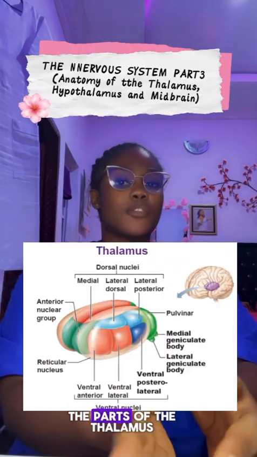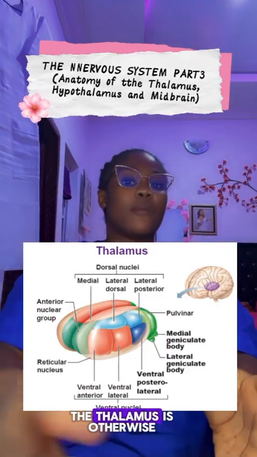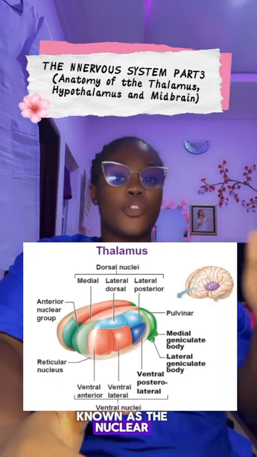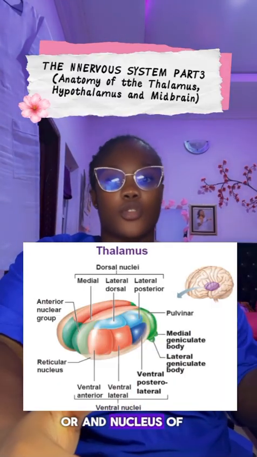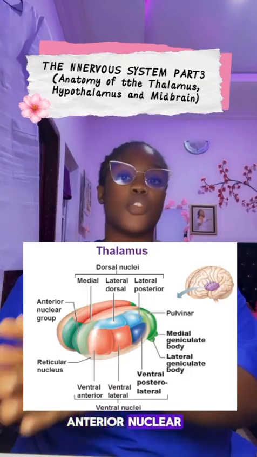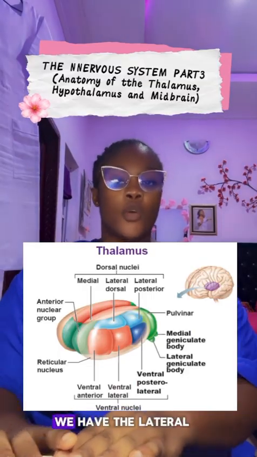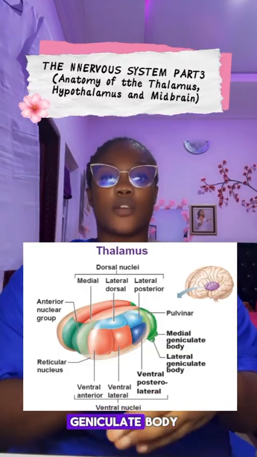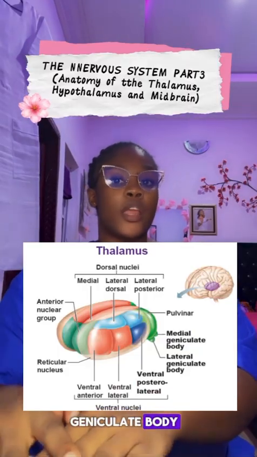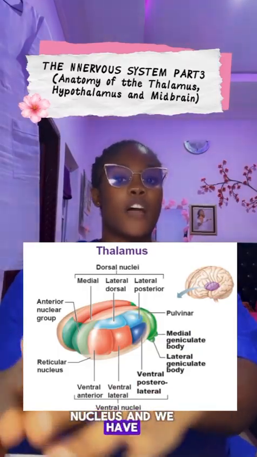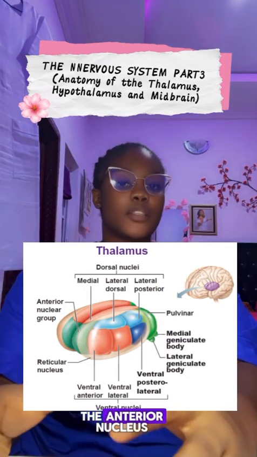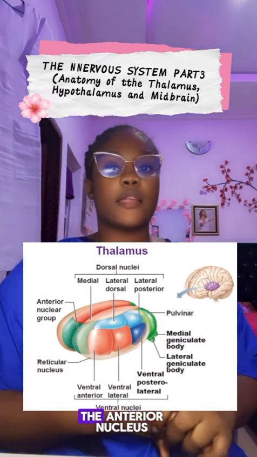Now let's talk about the parts of the thalamus. The parts of the thalamus are otherwise known as the nuclei or nucleus of the thalamus. Now we have the anterior nuclei, we have the posterior nuclei, we have the ventral nuclei, we have the lateral geniculate body, we have the medial geniculate body, we have the reticular nucleus, and we have the pulvinar. So let's talk about the anterior nuclei.